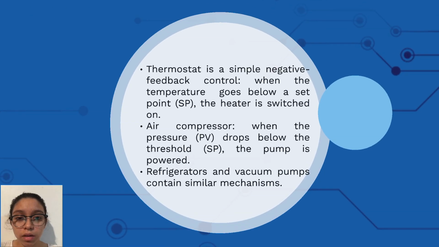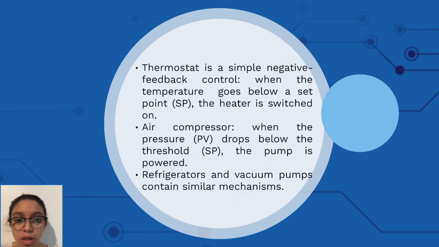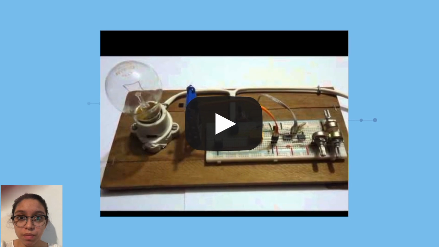Where is it located? A simple thermostat is a simple negative feedback control. When the temperature goes below a set point, the heater is switched on. Air compressor: when the pressure drops below the threshold, the pump is powered. Refrigerators and vacuum pumps contain a similar mechanism.